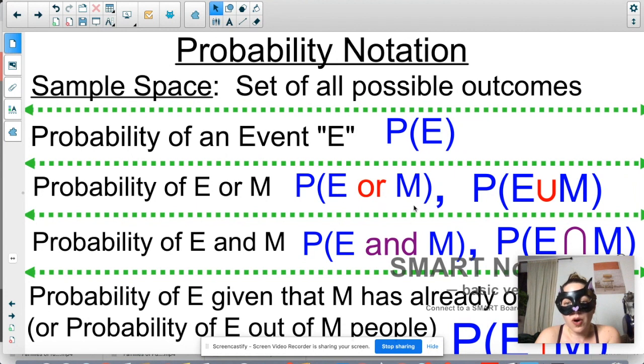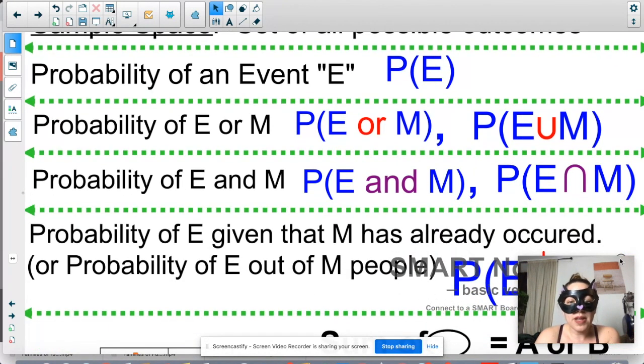Probability of E or M. So this is a new symbol we're going to see here. It looks kind of like a U. That symbol means or. So when you see that, that means it can either be E or it can be M. Pause the video and write this all down. Probability of E and M, we're going to see a new symbol there. It looks like an upside down U. That means and. So that's how we would write probability of E and M.